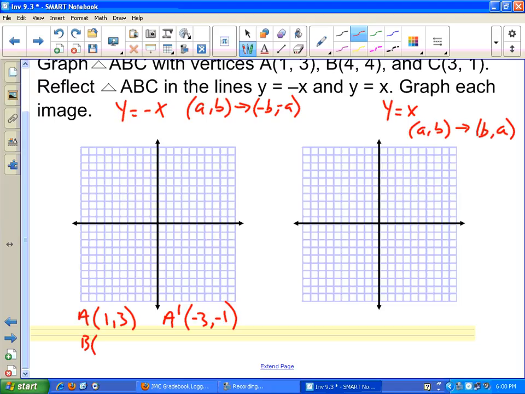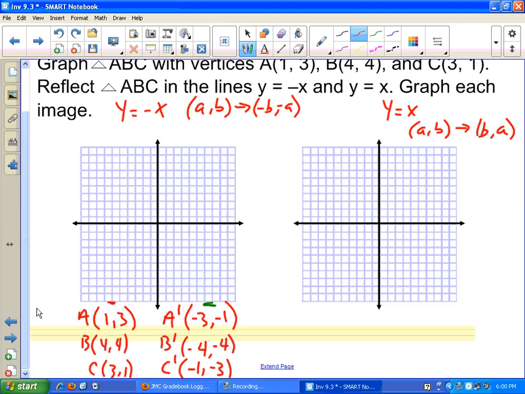B is at 4, 4. And B prime, negative 4, negative 4. And if C is at 3, 1, C prime is going to be at negative 1, negative 3. So all we're going to do is plot these. We're going to do these ones in red, and we'll do these ones in green.